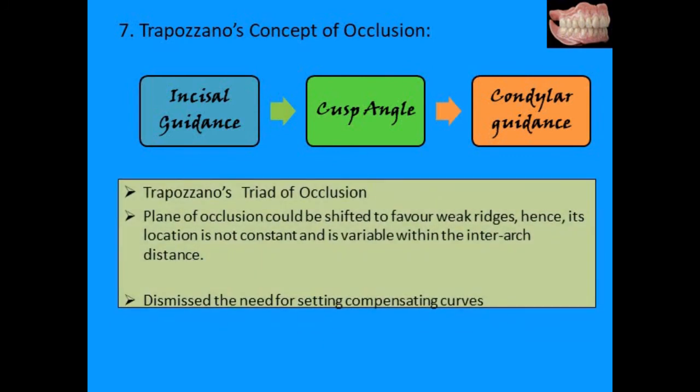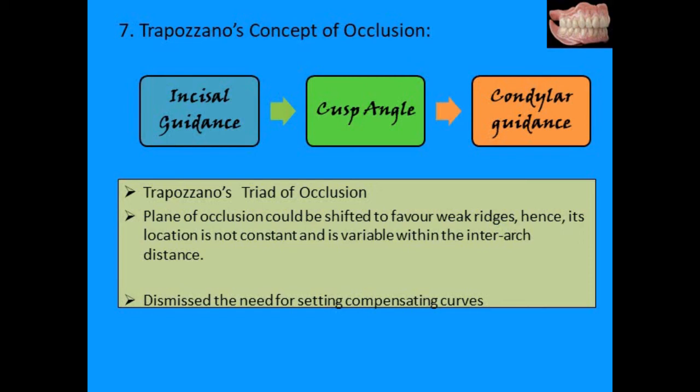So he eliminated the plane of orientation, or the plane of occlusion, since its location is highly variable within the interarch distance, and also he suggested that occlusal plane can be located at various heights in order to favor a weak ridge. So plane of occlusion is not important for a balanced occlusion.